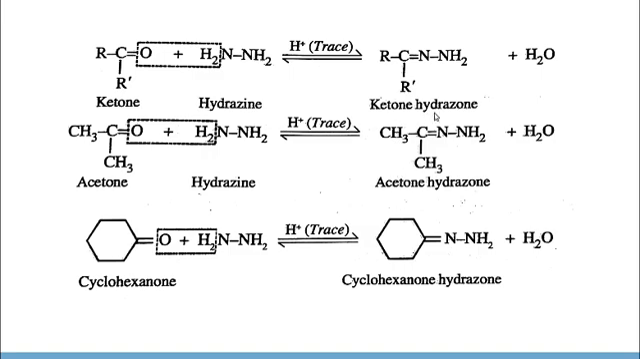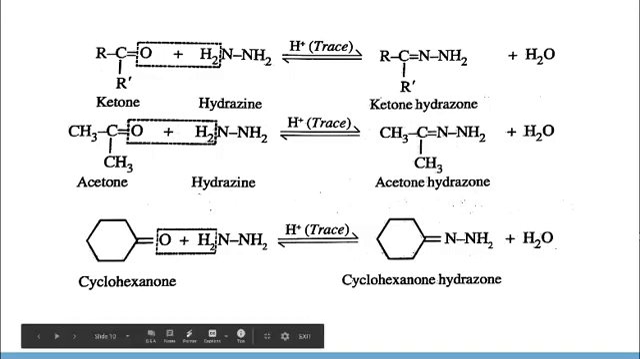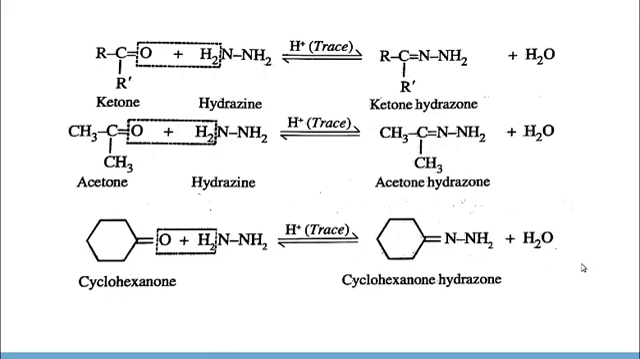Cyclohexanone, the general name is ketone. So this is about the condensation reaction of aldehydes and ketones with hydrazine. We will get the corresponding hydrazone, ketone hydrazone or aldehyde hydrazone, depending upon the structure of the carbonyl compound.